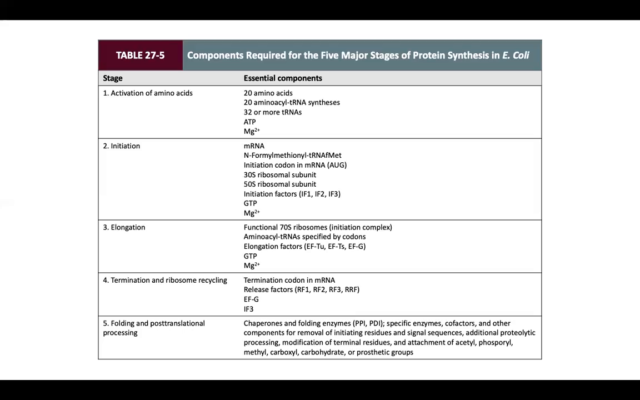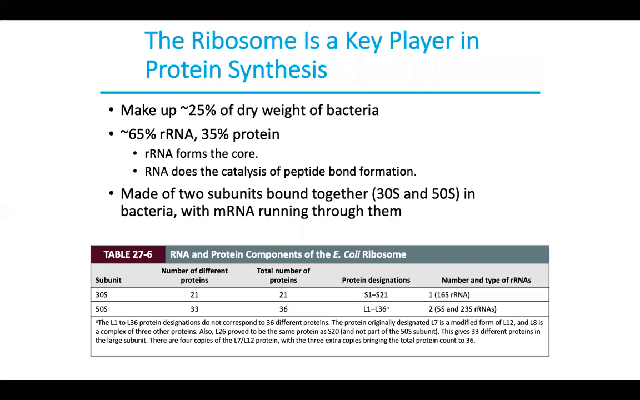For elongation, you have the functional 70S ribosome forming an initiation complex, the aminoacyl-tRNA specified by codons, several elongation factors, GTP, and magnesium. For termination, you need the termination codon in the mRNA and some releasing factors. For folding and post-translational processing, you need chaperones, folding enzymes, and enzymes for proteolytic processing, such as modification of terminal residues, attachment of acetyl, phosphoryl, methyl, carboxyl, or carbohydrate groups. But we will only focus on stages 1 to 4, because stage 5 is a whole new process and entails a complicated process. The ribosome is a key player in protein synthesis.